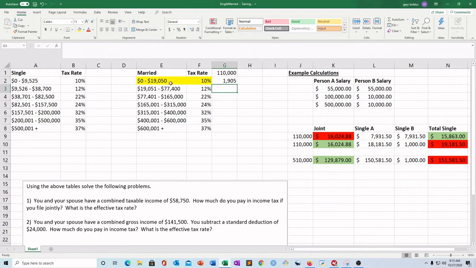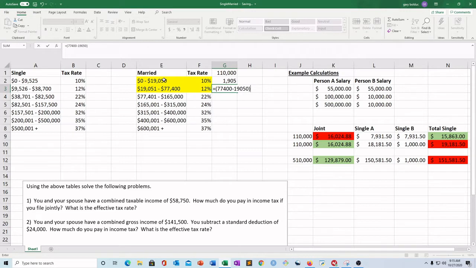Now we look at the next chunk of money we've made, the money that fits into this box here. We tax it at 12%. You'll notice our actual income is bigger than this, so we definitely fill up the whole box. How do we figure out how much we pay? We have to figure out how much money sits in this box. It's going to be $77,400, that's the top of the box, minus how much we already did. We already got up to $19,050.